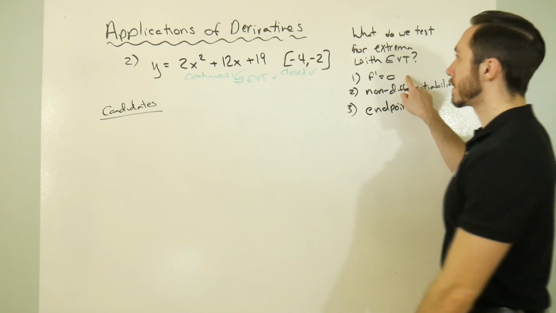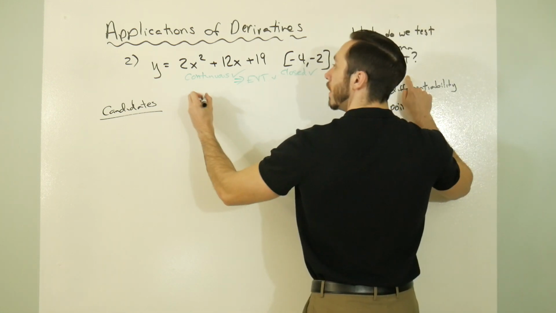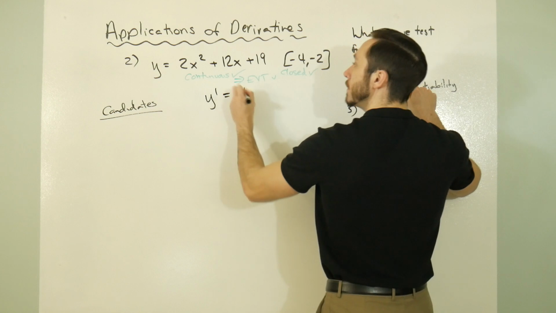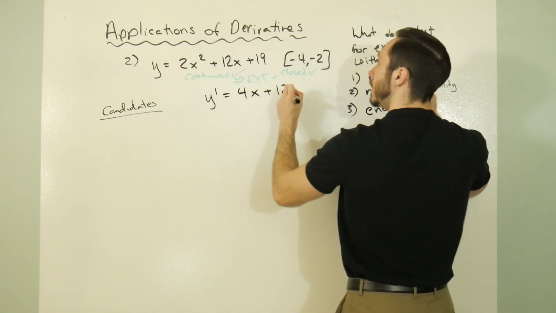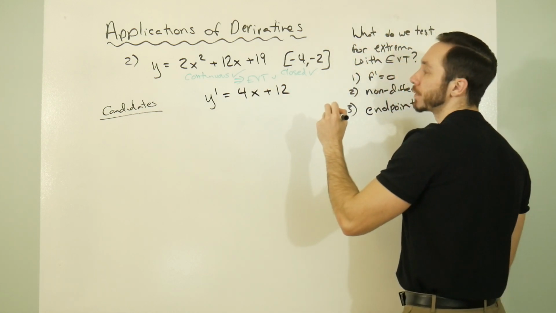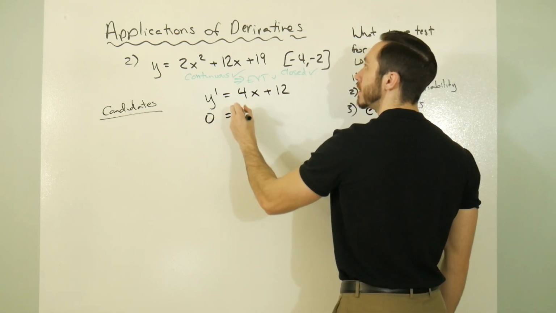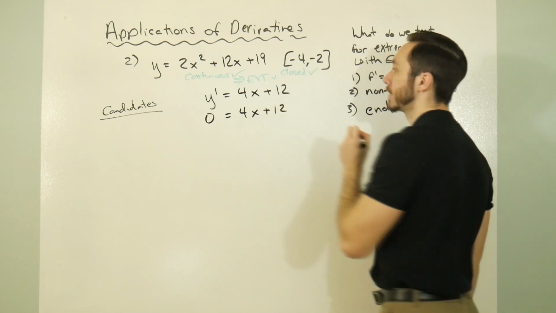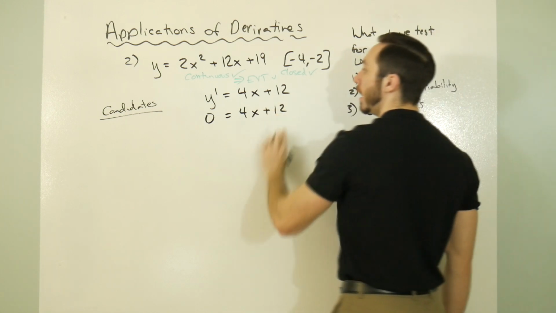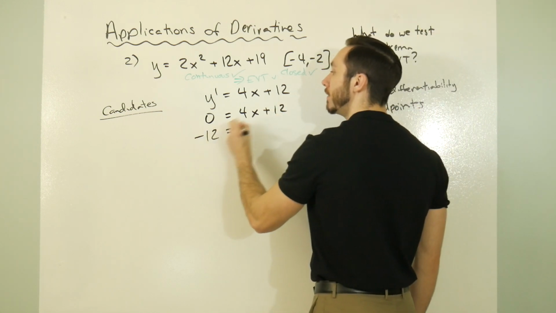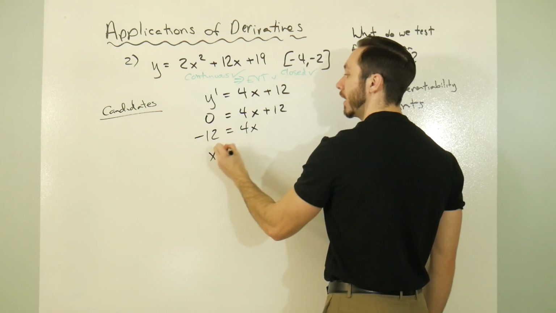All right, so let's first set the derivative to 0. So y prime here will be 4x plus 12 if we're taking that first derivative. Setting this to 0, let's see what we get. Okay, looks like we're going to get a slightly more interesting case here. Move the 12 on over, we get negative 12 is equal to 4x, so x is negative 3.